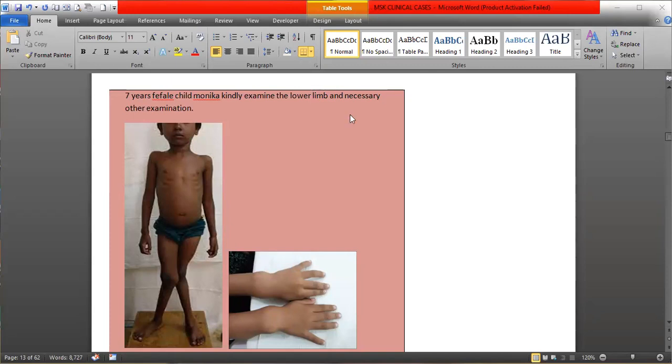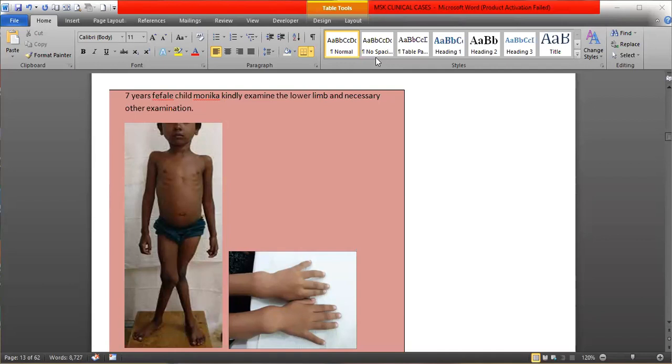I have entered the room and handed over my exam sheet to the examiner, and I am doing hand hygiene. To the mother: I am Dr. Abhishek, one of the candidates today. May I examine Monica? Yes, please. Hello, Monica. Do you go to school? Yes. How many friends do you have? 4.